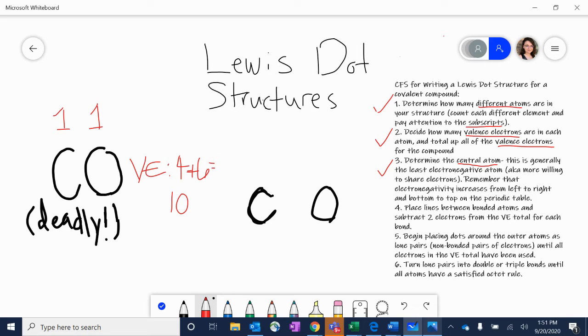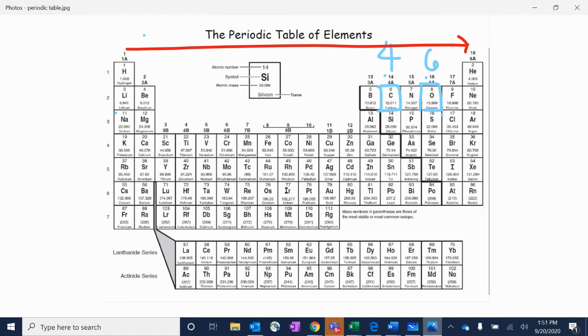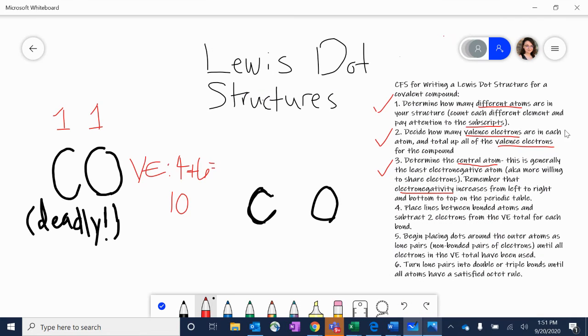I do want us to go ahead and check the electronegativity of these atoms, though, because we're going to use that a little bit later in this process. So we remember, if we look at our table, electronegativity increases left to right and top to bottom, with the exception of noble gases that have electronegativities of 0. So oxygen is more electronegative than carbon, which means it is more likely to attract extra electrons and kind of be greedy about having electrons. All right, let's move on to step 4.